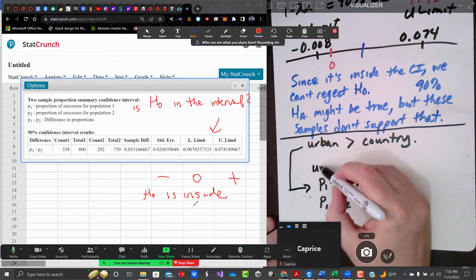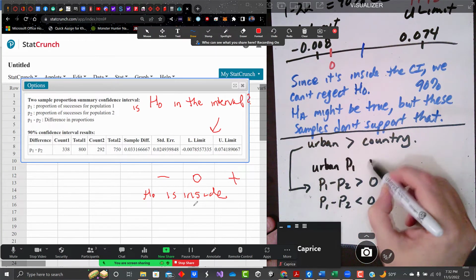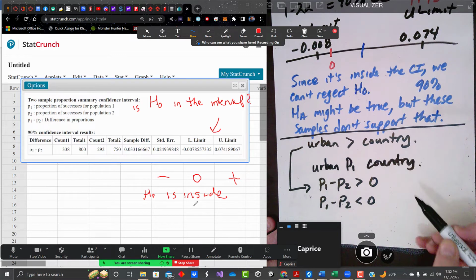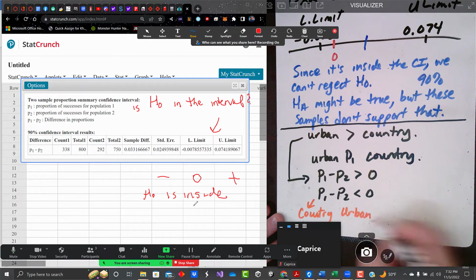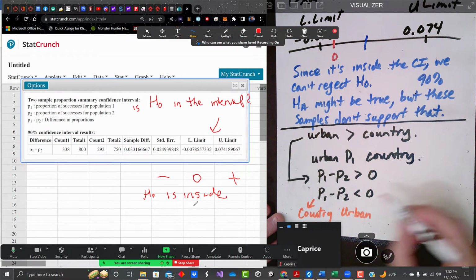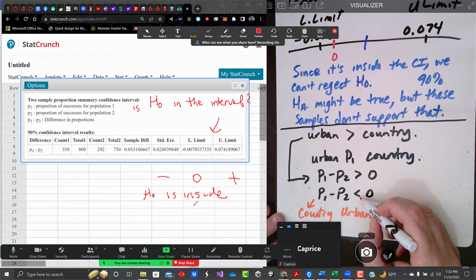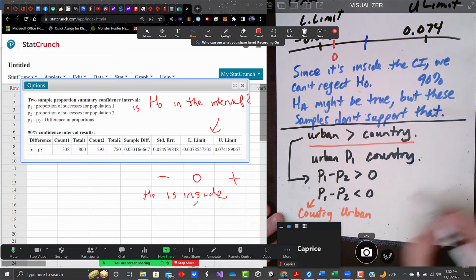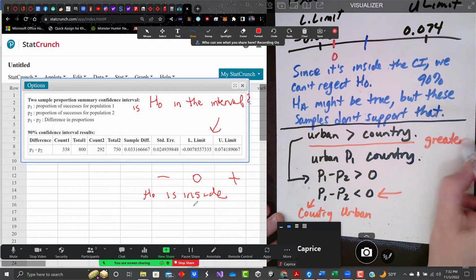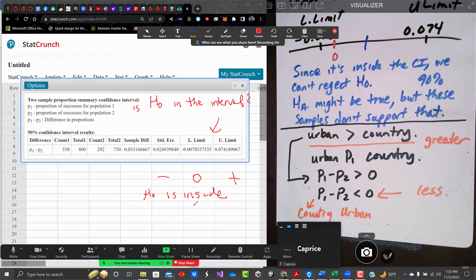So here I had urban was P1 and country was P2. If I do this one down here, I'm going to show you it's the case too. If I say country is P1 and urban is P2, I will still get the same test results as long as I put everything in the right spot and use the right symbols. But for me, when it says urban is greater than country and I'm trying to plug in something that says less than 0, this says greater, this says less, it messes with my head. It really bothers me.